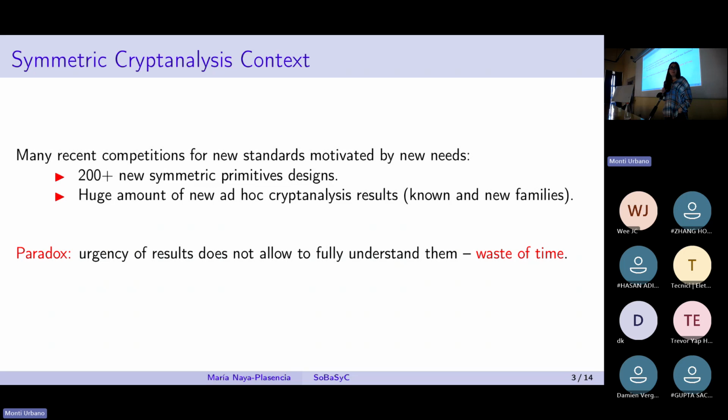And so this competition context that is very nice, and everyone was very happy about it, and it motivates a lot the manpower of the community for contributing to this, has some problems.